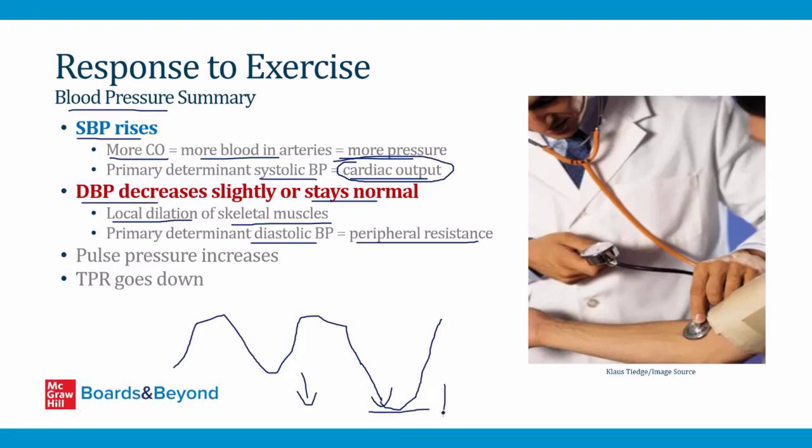Now, because the diastolic pressure is going lower and the systolic pressure is going up, there's usually an increase in pulse pressure with exercise. Pulse pressure is the difference between diastolic and systolic blood pressure. And then, as I've already mentioned, the total peripheral resistance goes down. That's because of vasodilation of blood flow in muscle tissue beds.